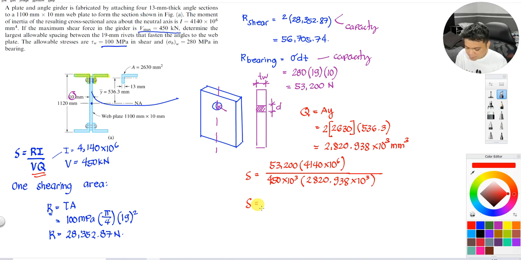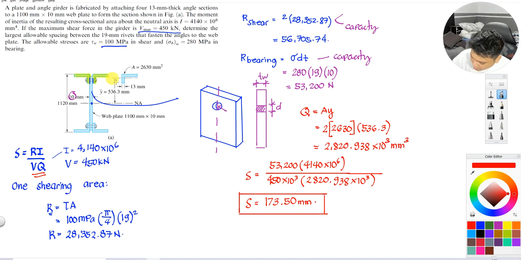Or 4,140 times 10 to the 6 all over 450 times 10 to the 3 times 2820.938 times 10 to the 3. Okay? So, you can have it as 173.50 millimeters. Okay? So, this is now your answer.